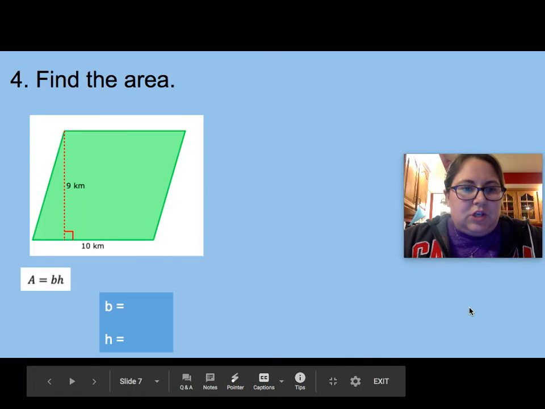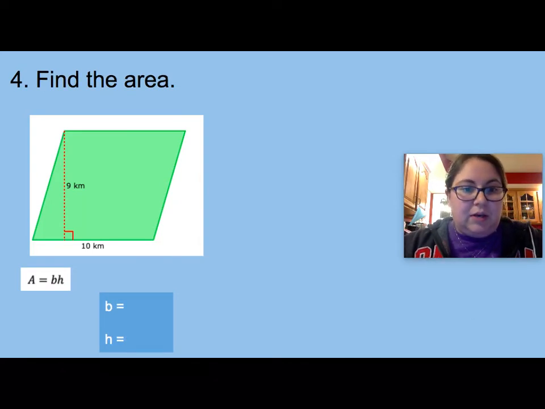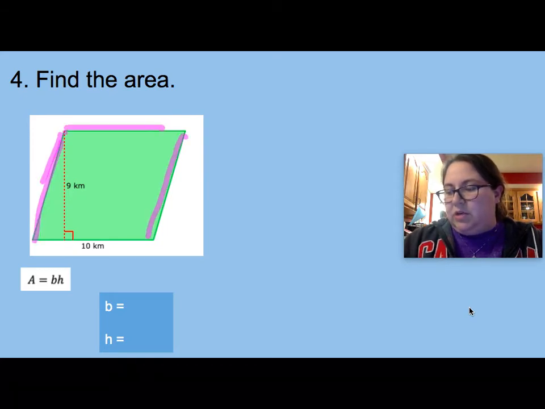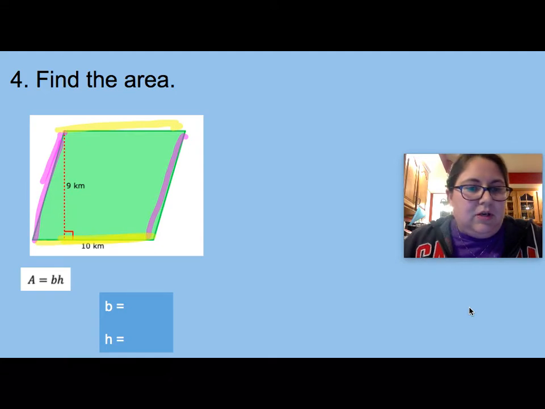Looking at this shape, it is not a rectangle anymore. Now we're talking about a parallelogram. I know this is a parallelogram because it has opposite sides that are parallel, but they don't make 90 degree corners. Okay, so those are parallel, and we also have these sides that are parallel, but we don't have 90 degree corners.